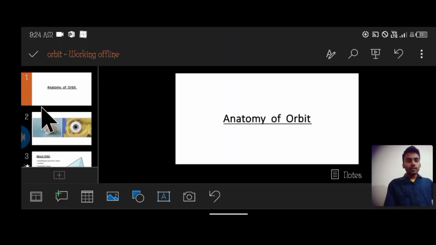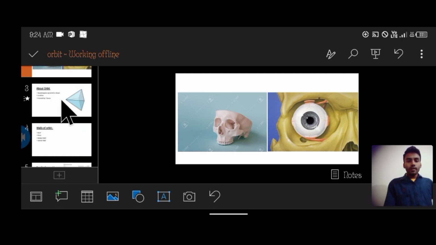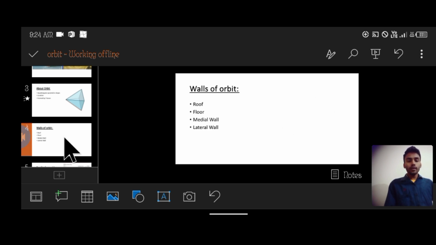So let's summarize all these things at once. These are the two bony orbits, located between the anterior cranial fossa above and the maxillary sinuses below, quadrangular pyramid in shape, and formed by seven bones: the frontal bone, lesser wing of sphenoid, greater wing of sphenoid, maxillary bone, ethmoid bone, lacrimal bone, and zygomatic bone. Okay, and these are the four walls of the orbit.